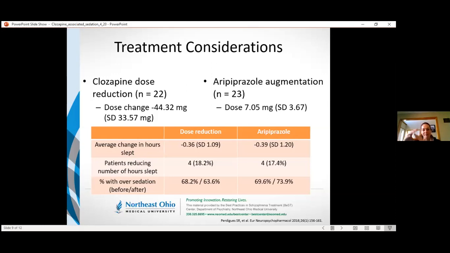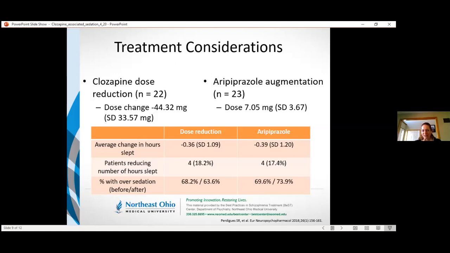And then in 23 of those patients, they were actually adding aripiprazole on board to the clozapine. In this case, it was an average of about 7 milligrams of aripiprazole, although with the standard deviation, some of them may have been on 10 milligrams or more. What they found was in both of these groups, 4 patients actually reported that they had a reduction in the number of hours that they were sleeping. So instead of sleeping more than 9 hours a day, they were actually sleeping less than that.